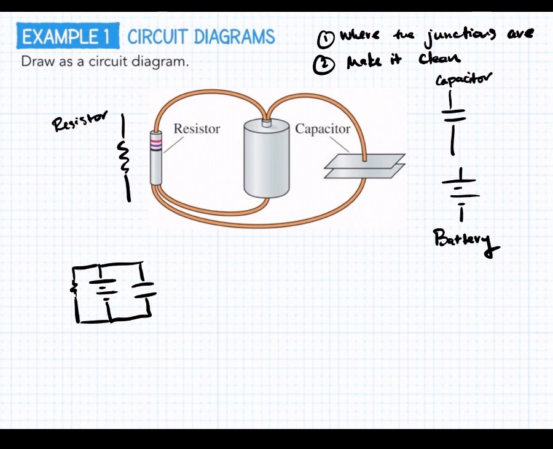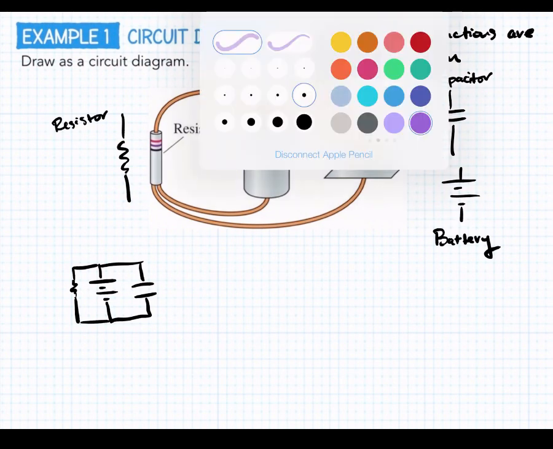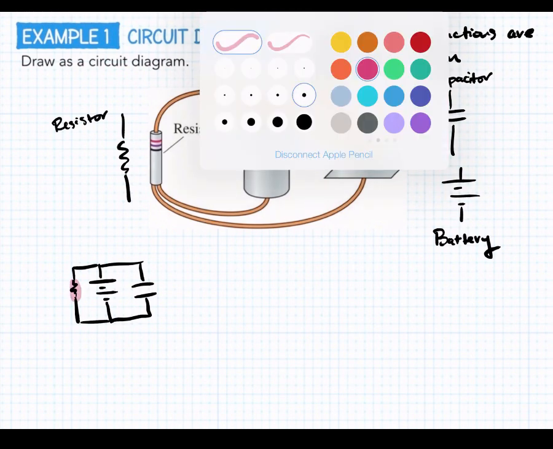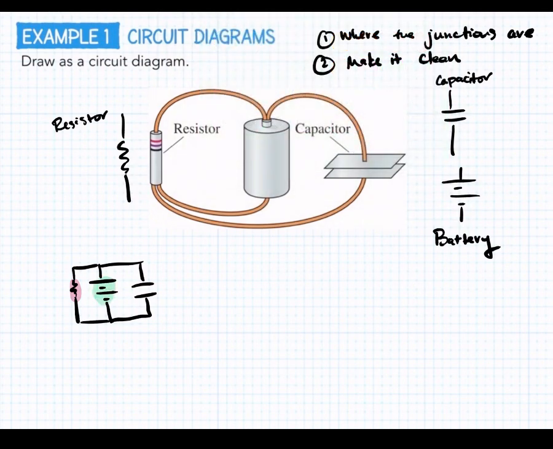This is fine because you can see here we have a resistor, we have the battery, and we have the capacitor, and they look exactly like this. And you can see here's our junctions, one here, one here. So all three of these things are in parallel. It looks just like the picture. But when you're drawing a circuit diagram, it doesn't have to look like the picture.